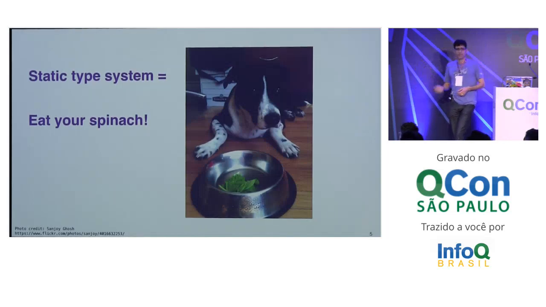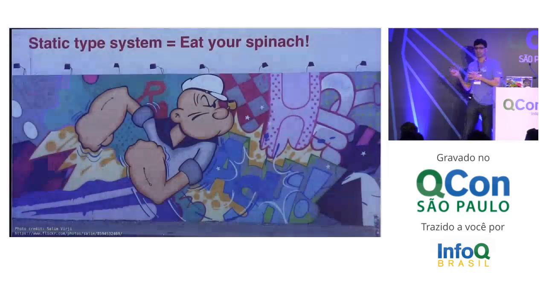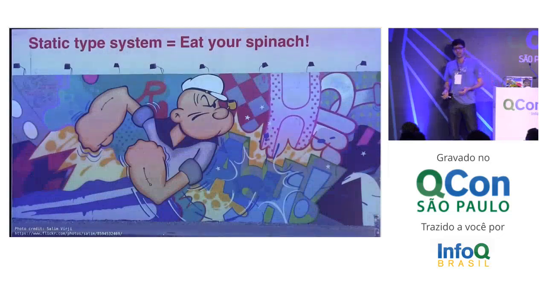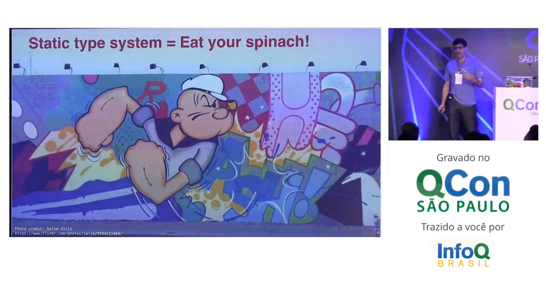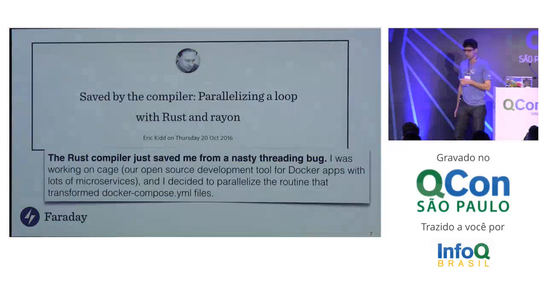But this is not how I look at it, okay? I don't look at it like this kind of spinach. It is spinach, but it's Popeye spinach, right? It's something that makes you able to do more than you could do before, because you can rely on the type system as your ally. Let me explain what I mean by an example.